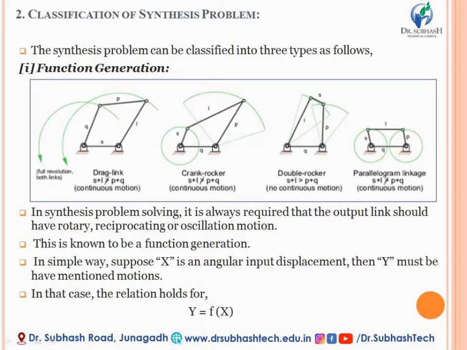Now, a simple example of function generation: if you are synthesizing a 4-bar mechanism to generate a function like y = f(x), then x would represent the motion, or the angle, of the input link, and the mechanism is to be designed such that the motion, or the angle, of the output link would approximately work like y = f(x).